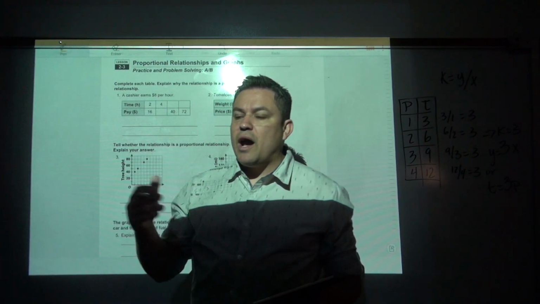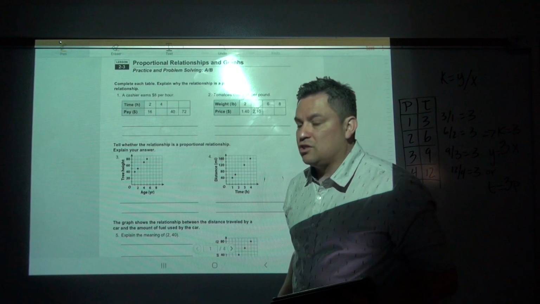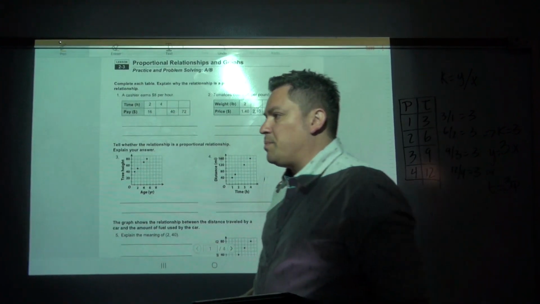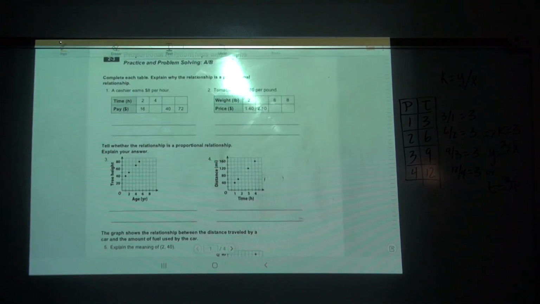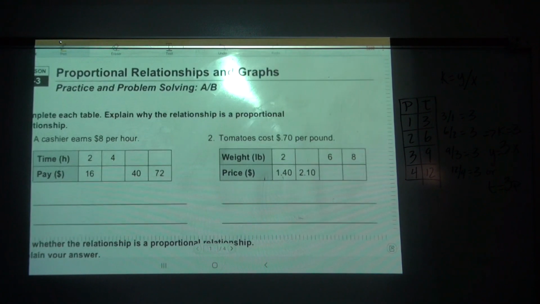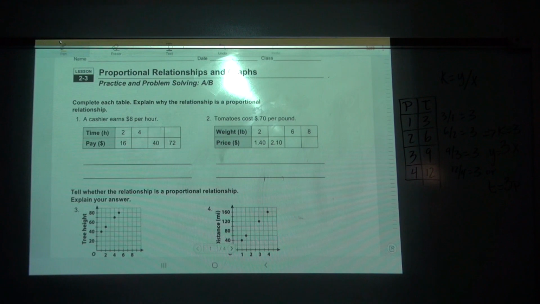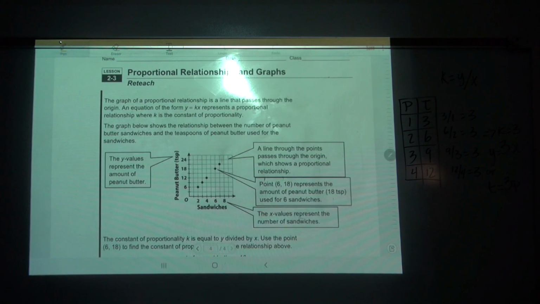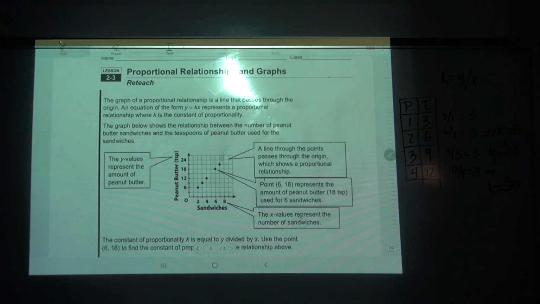Now I'm going to be walking around so that I can show you on the smartboard what everything is about. So, it says proportion, relationships, and graphs. This is the one that you have to do, A and B. However, I'm going to start with this one. You don't have this paper, but this is the reteach section, the one that I always like to talk about first. It says, a graph of a proportion relationship is a line that passes through the origin.